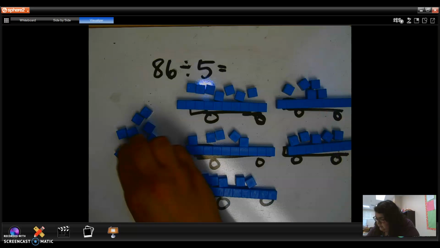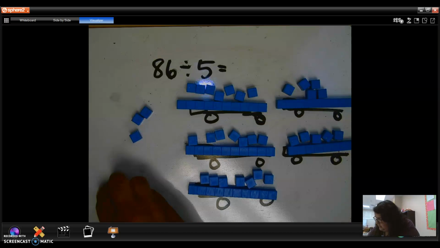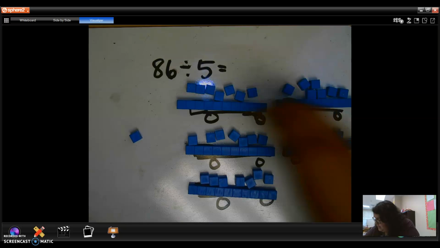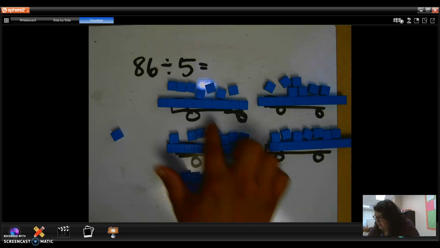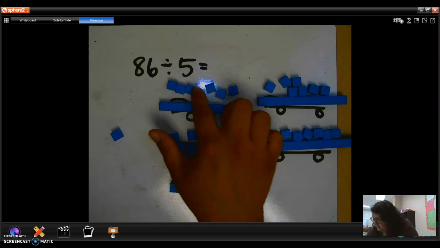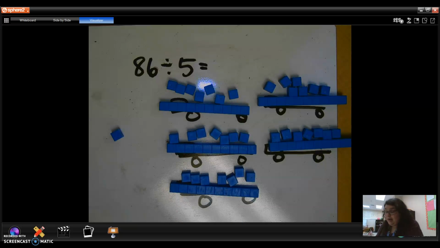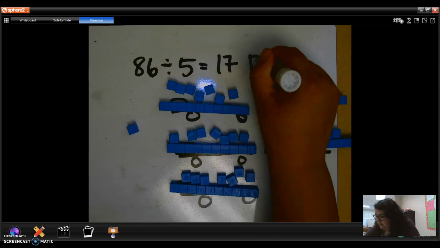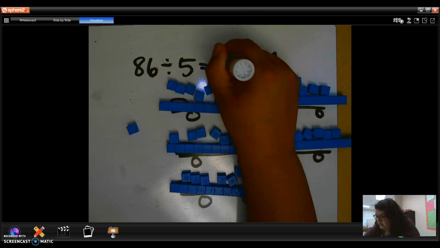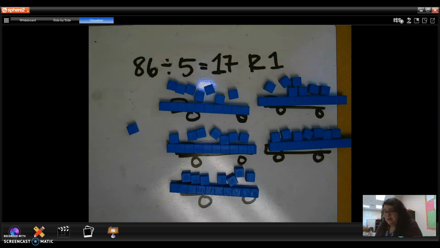So 2 on each truck. So that means that each truck would have 10, 11, 12, 13, 14, 15, 16, 17. So each truck, since I put an equal amount on each truck, that means that I would have 17 on each truck, but then I'd have 1 package left over. So 17, remainder 1. So that is Pac-10.